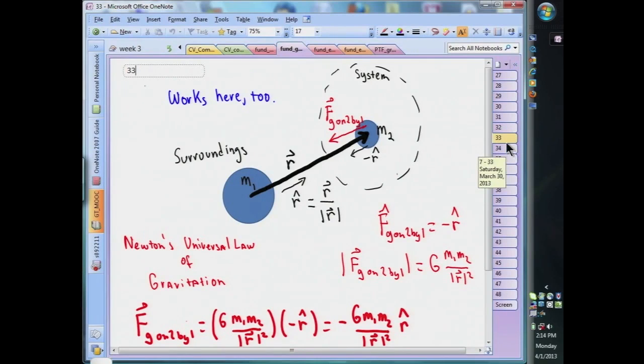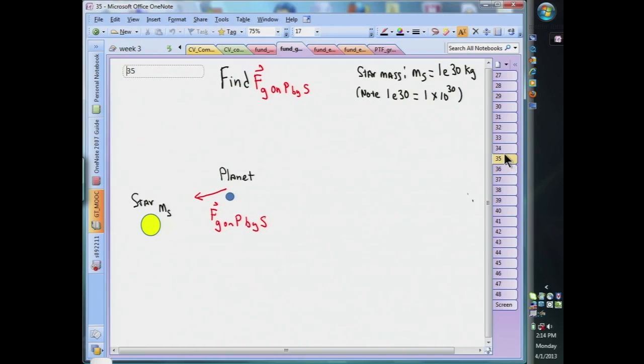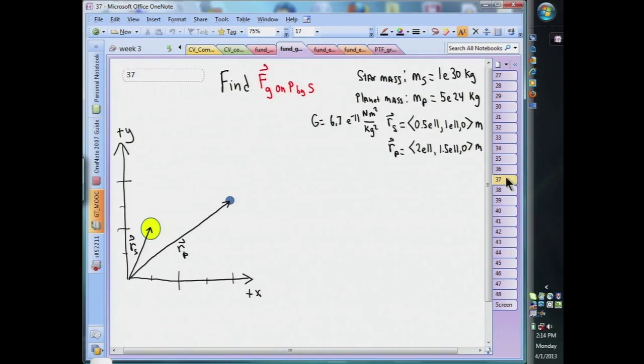So let's do an example from this realm. Let's say we want to find the gravitational force on a planet due to a star. And let's say we know the mass of the star. Now, as an aside, the form of scientific notation we use here for writing large numbers is the same form that we will use when constructing computer models. So we're going to practice that here. So let's say we also know the mass of the planet.